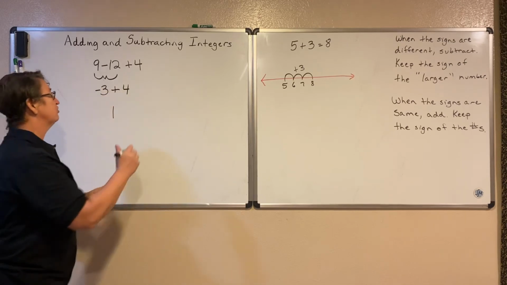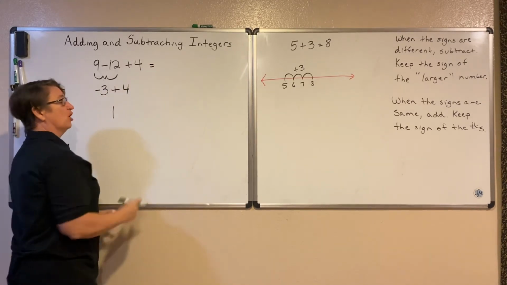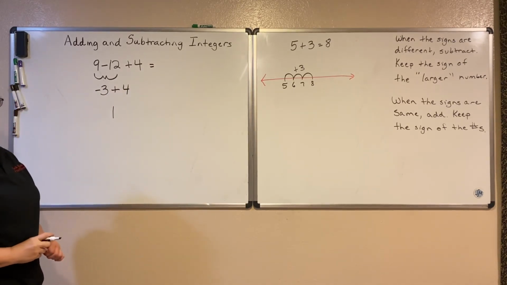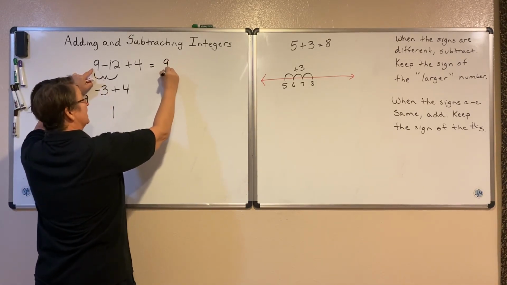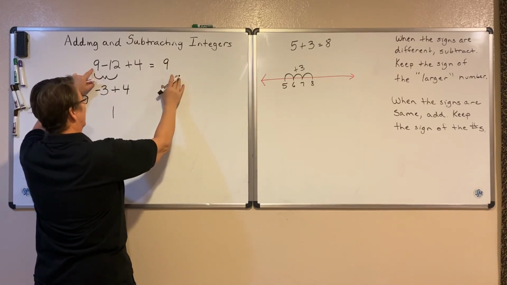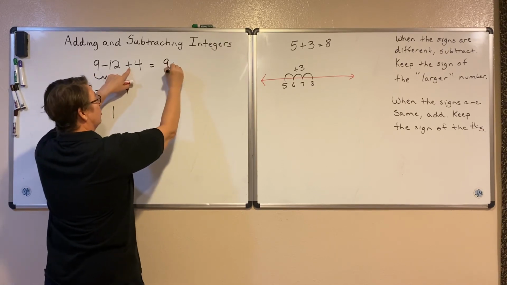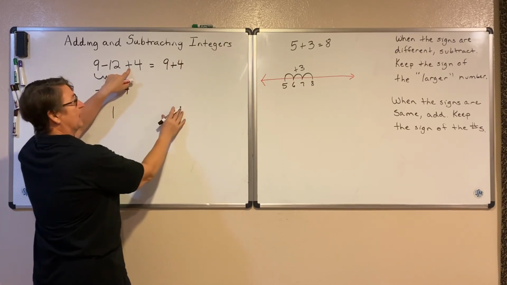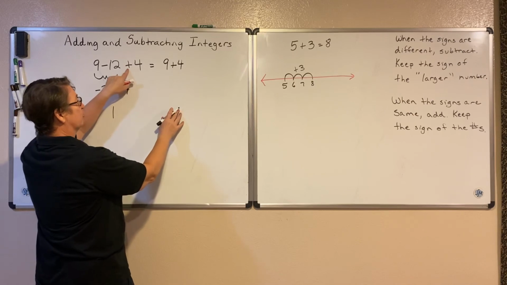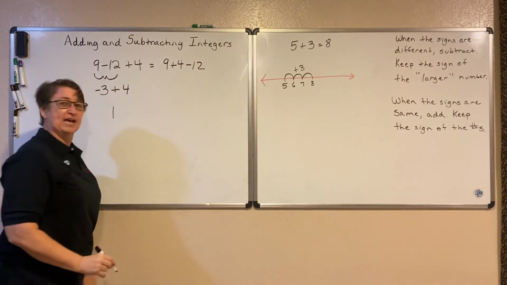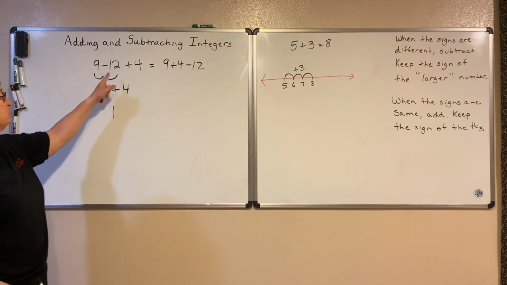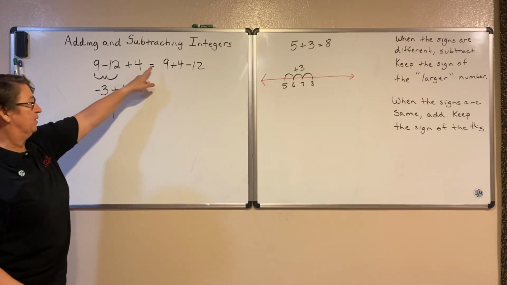I could also rewrite this as long as I keep my signs together. In other words, this is a positive 9. As long as I leave him positive, I can move him around. See this positive 4? As long as I leave him positive, I can move him around. And this minus 12, as long as I leave it negative, I can move it around. So these two expressions are the same.